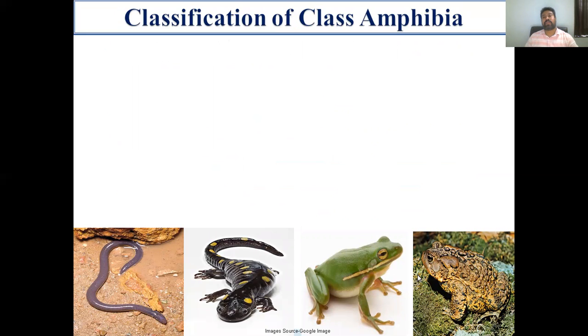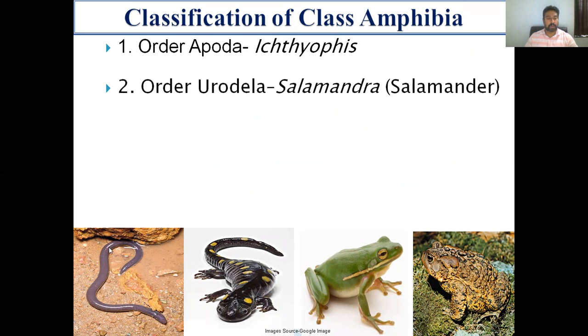In the classification of class Amphibia, there are three orders. Order Apoda, which includes all the limbless amphibians, for example Ichthyophis. Order Urodela, which includes tailed amphibians. And order Anura, which are devoid of a tail. For example, this is a frog and this is a toad. This classification of class Amphibia we're going to discuss in detail in our next video.